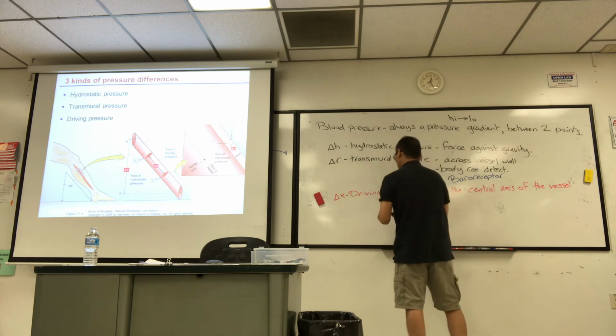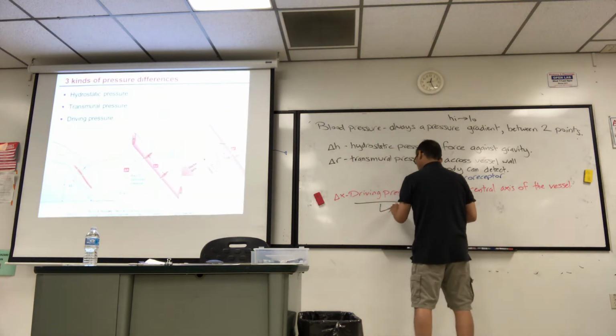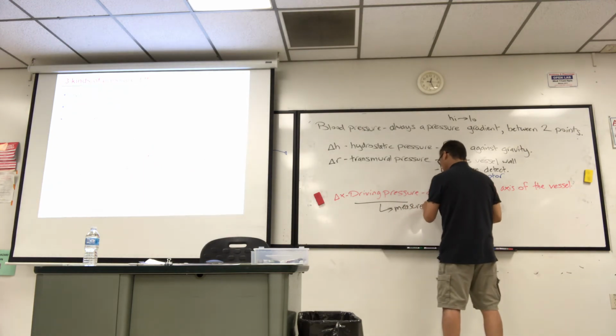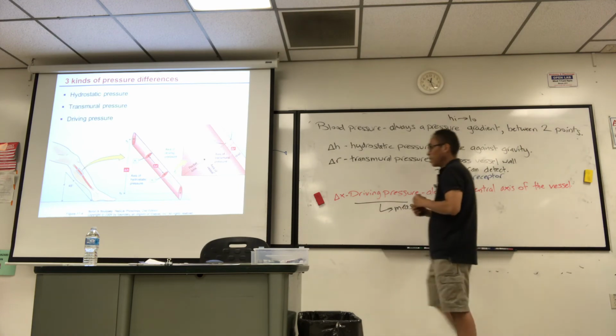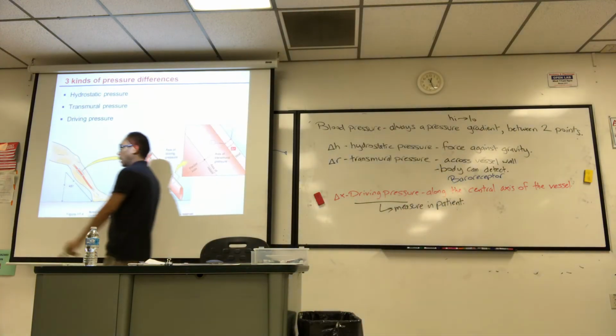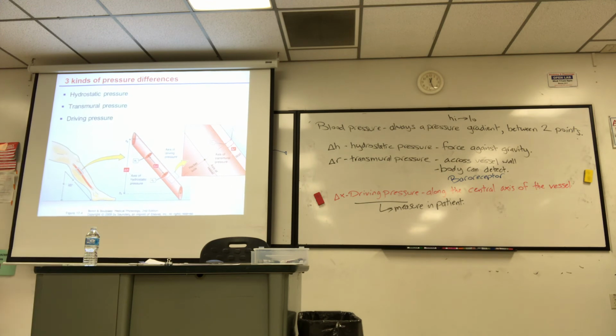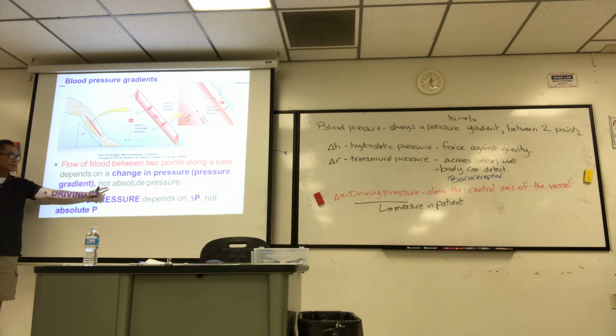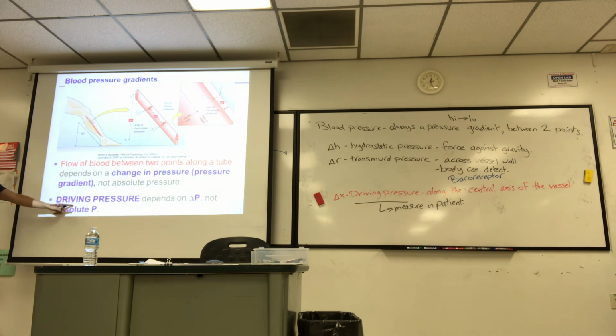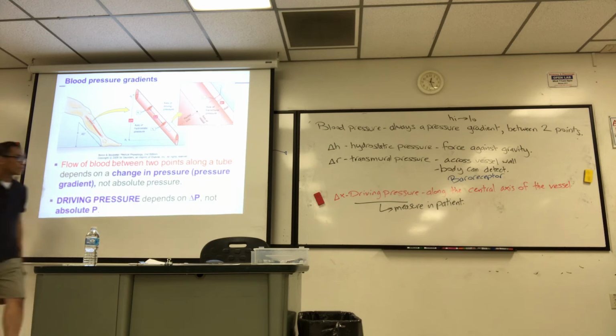So when you measure BP in your subject tomorrow, this is the one you measure in the patient. It's the pressure of the vessel that keeps the blood flowing. I have another slide on it. Think of it as flow between 2 points along the tube. It's right along the central axis. So it depends on a change in pressure. Blood flow depends on a change in pressure, right? Not what we call absolute pressure. So driving pressure depends on delta P change, not absolute P. Write that down.